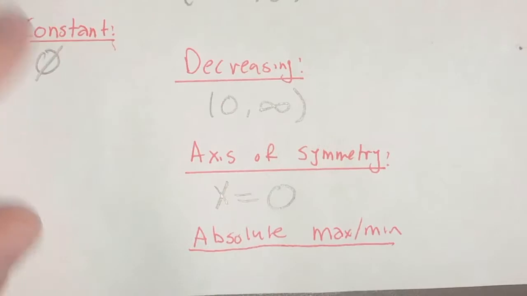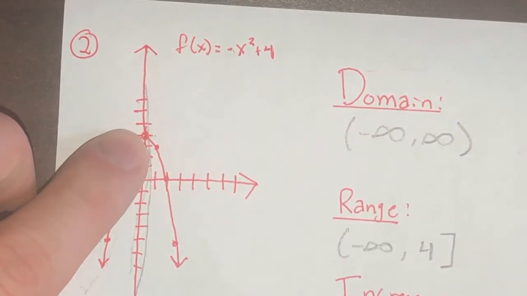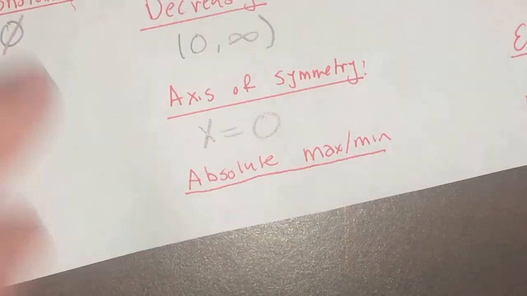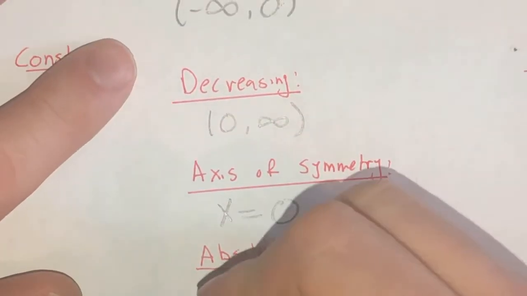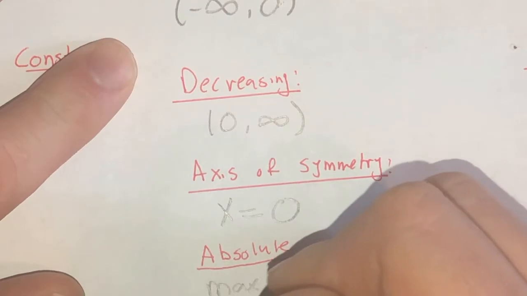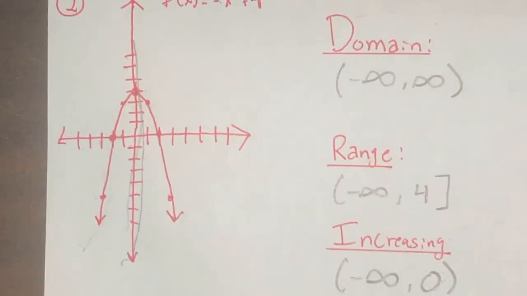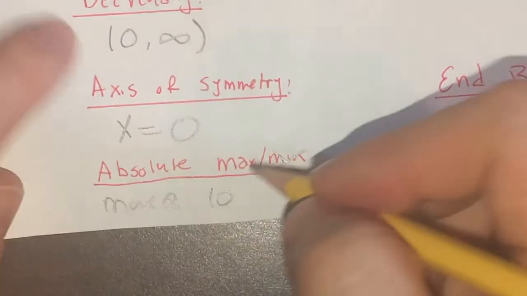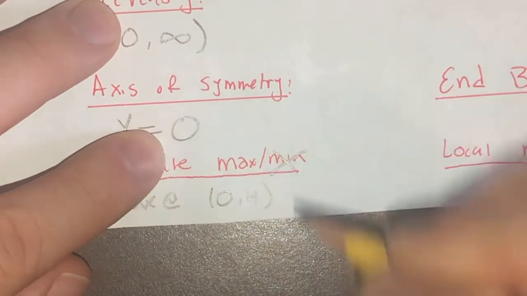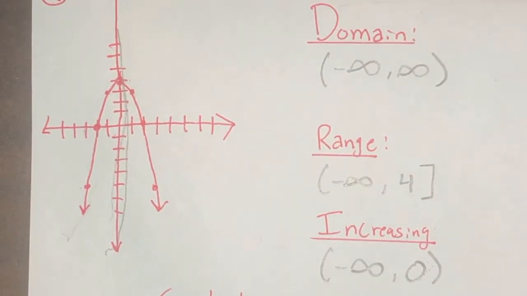Absolute max or min. We do have one. We have an absolute max, no absolute min. Max at, I need an x and a y. X is 0, where y is 4. It's an absolute highest point. The fact that I have arrows pointing down tells me there's never going to be an absolute min.